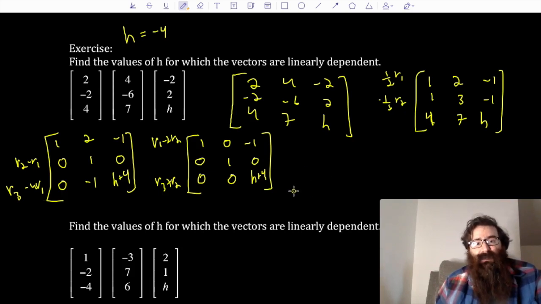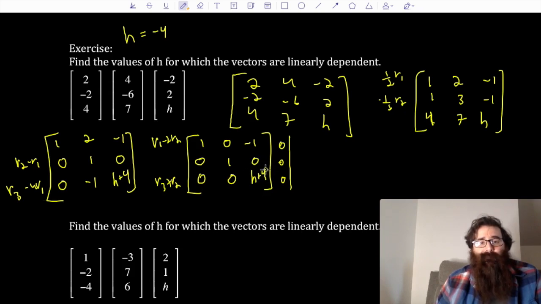Now from here the question is, what do I want? I want the vectors to be linearly dependent. For these vectors to be linearly dependent, and you can think about augmenting this with the 0 vector, I want a free variable. To have a free variable, I need to make sure that this entry is a 0.